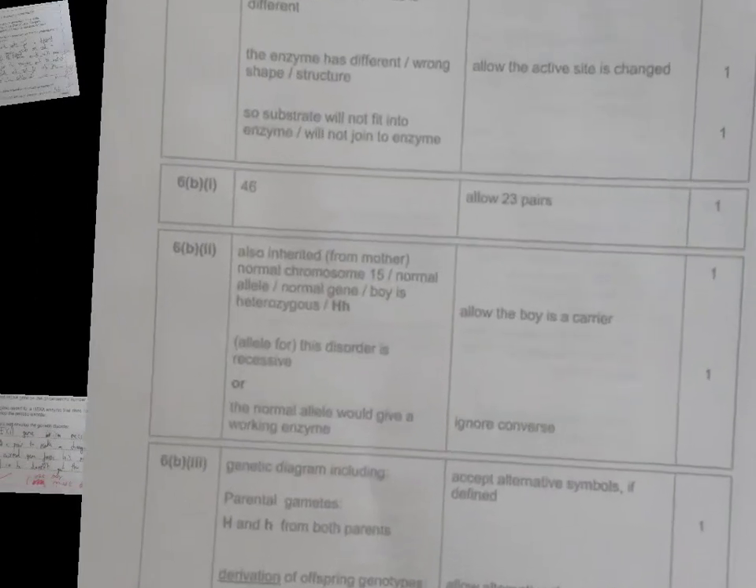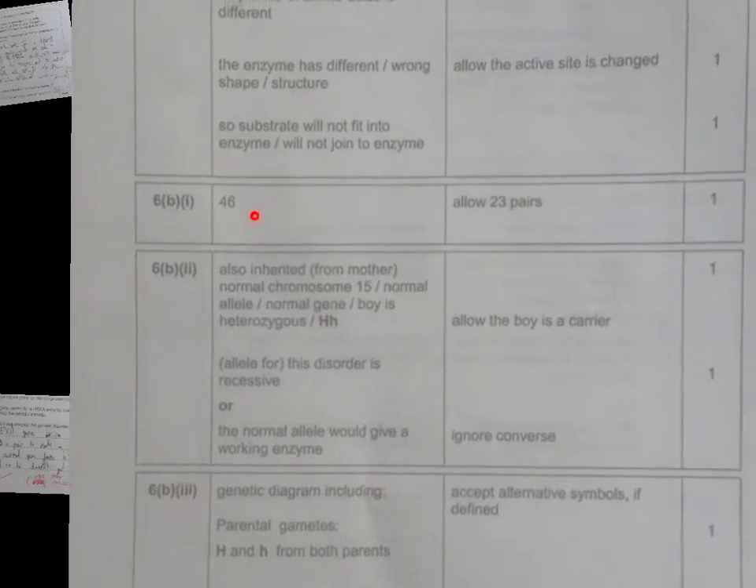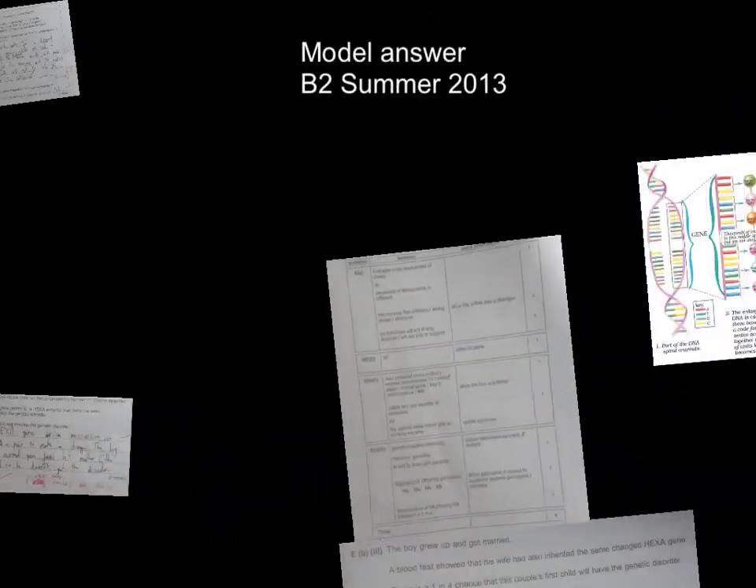Here it is. That's the 46 from before. So 2 marks, 1, 2. He inherited from his mum a normal allele, or you could call it a normal gene, or you could refer to the fact that the boy must be heterozygous, he's Hh, which I added to my notes. Or, like Sakib said, and, not or, for the second mark, the allele must be recessive. Or you can say the normal allele would cause the enzyme to work, because that, of course, is the dominant one.